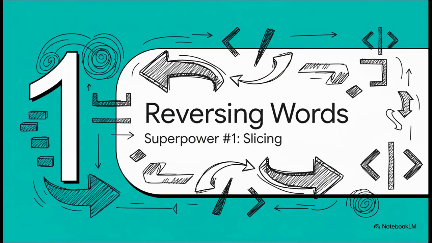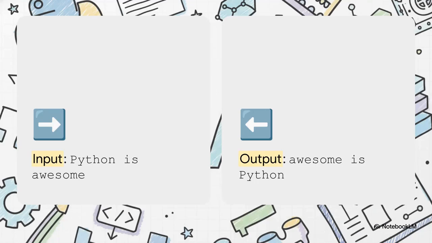Okay, let's kick things off with a real classic, reversing the words in a sentence. This is where we get to see Python's first superpower, and it's this incredible, almost effortless ability to manipulate text. So the goal is pretty simple. You take a string like "Python is awesome," and you want to flip it into "awesome is Python." See that? The words are reversed, but the letters and the words themselves stay exactly the same.